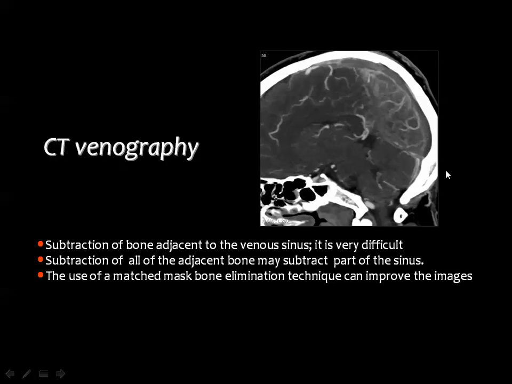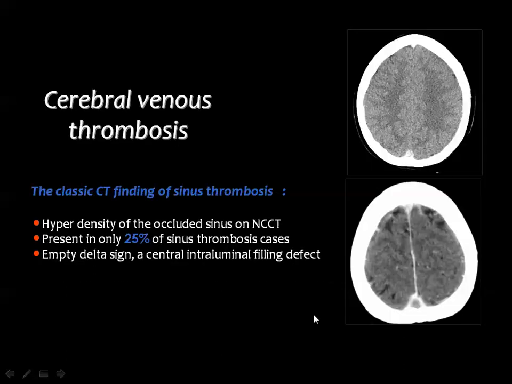Because the venous sinuses are intimately related to bone, in order to see the sinus clearly, especially if it is patent, you should have some subtraction techniques to remove the shadows of the bone from the image so that you can easily appreciate the anatomy and the pathology of the dural venous sinuses.